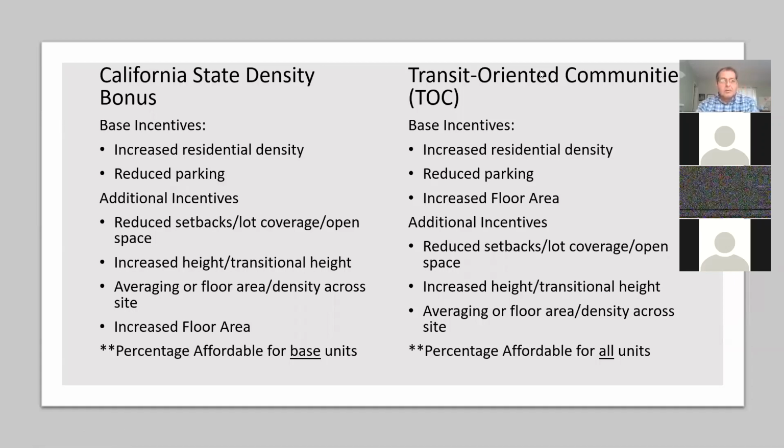Hello? What's the percentage for affordable units? That will depend. 11%. That will depend on your TOC tier, what level of density bonus you're asking for. Yeah, I believe the base, if you're doing density bonus, the base for 35% is 11 very low, 14 low, and 20 moderate. But yeah, those will vary based on the TOC tier that you're in.